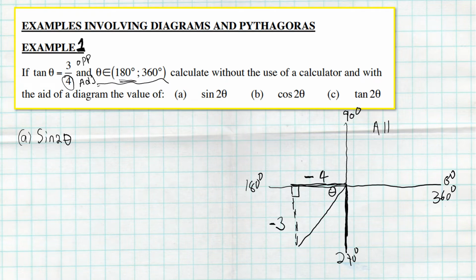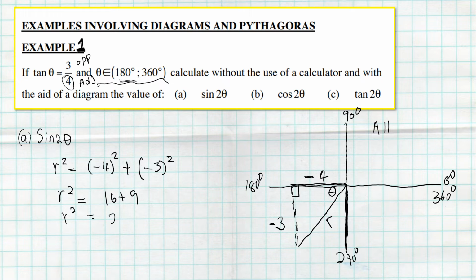Okay, now after sketching, we can now go and determine our hypotenuse. Can you see? How do we determine the hypotenuse? By using the theorem of Pythagoras, to say r squared is equal to x squared plus y squared. So our x squared is minus 4 squared plus y squared is minus 3 squared, right? So r squared is going to be 16 plus 9. This is 25, right? This is going to be 25.